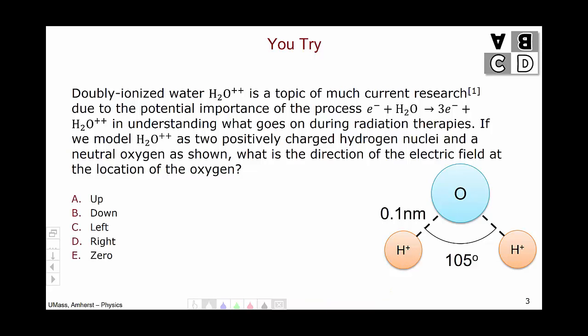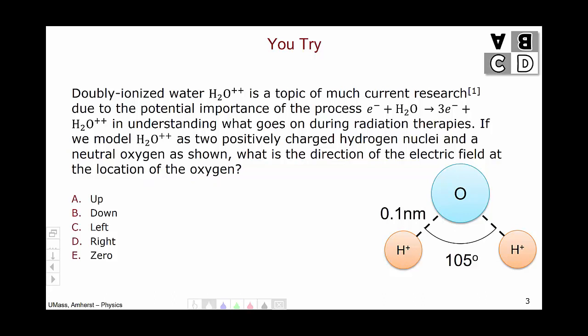If you think back to what we did in class, one of the first steps in analyzing these types of situations was to get a feel for the problem, to do the physics first. And a part of that is just figuring out what the field is doing at the point of interest. So in this particular case, we're interested in the direction of the electric field at the location of the oxygen. Before we get into solving it, we're just going to think about things a little bit.